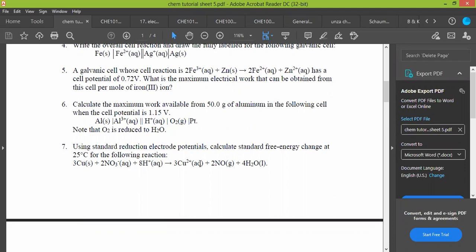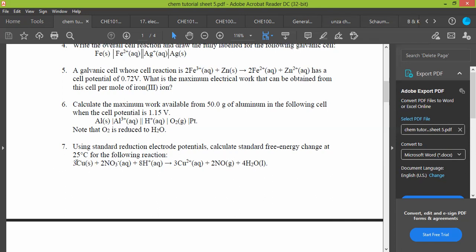So copper going to copper 2, meaning this is oxidation. If one of them is oxidation, the other one is definitely reduction. The potentials are going to be provided, and the calculations will follow as they are. The only thing you have to do is balance the electrons. However you break them down, don't mind the coefficients here, these 3, 2, 8, 3, 2, 4.